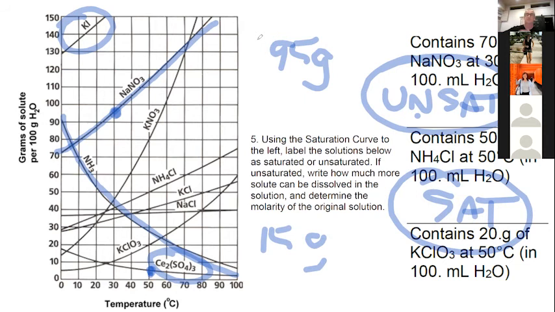And when it says how much more solute can dissolve in the solution, for example for that one, how much more, or would it not be possible because you see that the slope is downward? If it's saturated, you can't add any more. So the answer is 0. But this solution is unsaturated. You can add more.